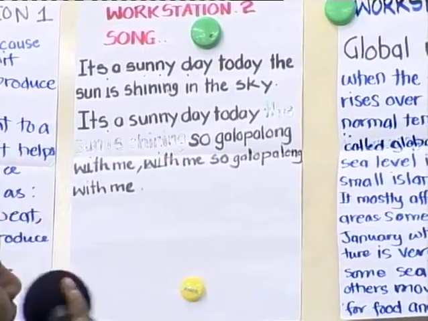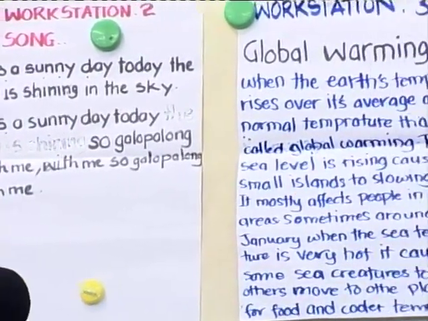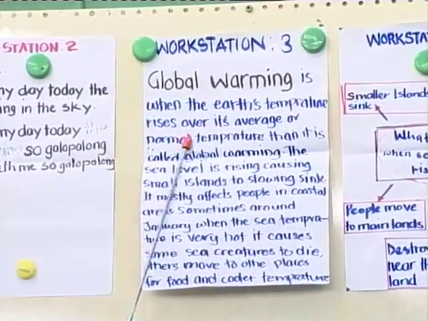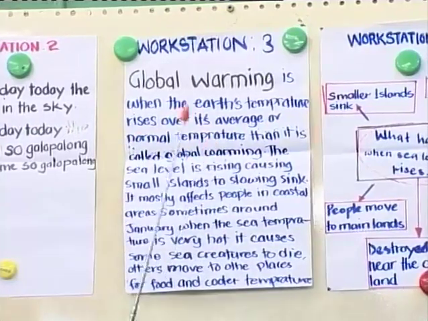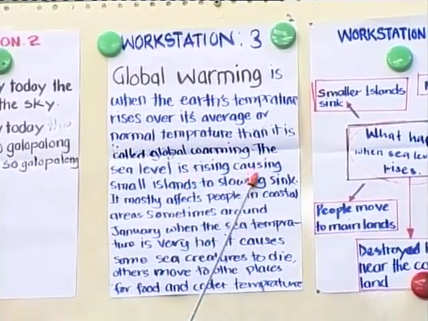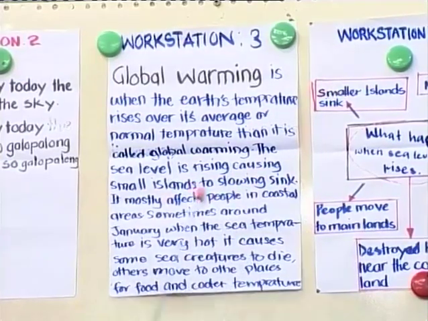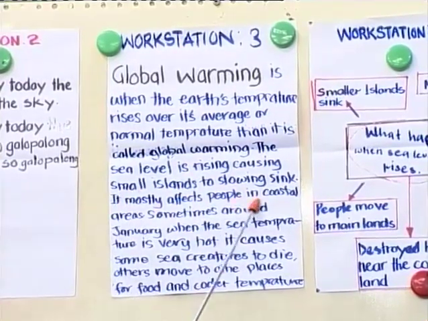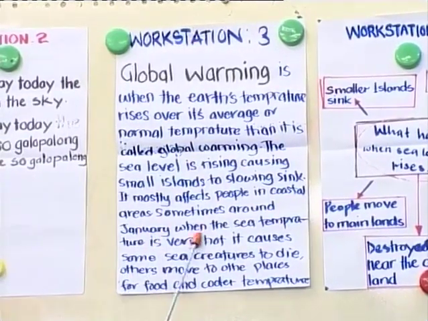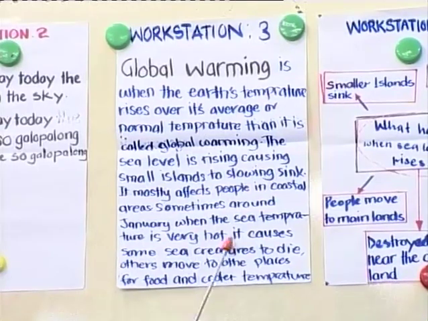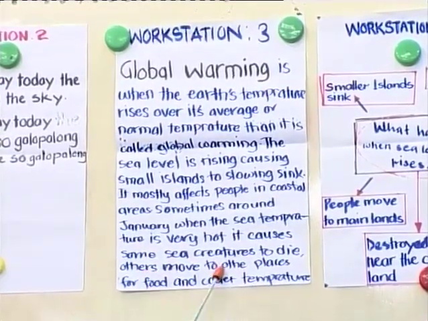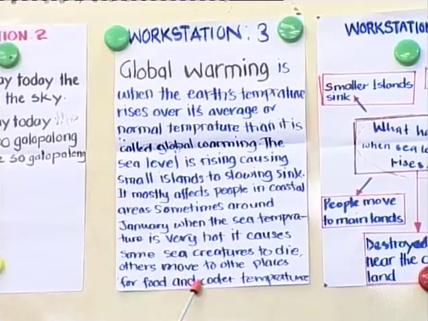That's nice. Workstation 3. Global warming is when the Earth's temperature rises over its average or normal temperature. Then it is called global warming. The sea level is rising, causing small islands to slowly sink. It mostly affects people in coastal areas. Sometimes around January, when the sea temperature is very hot, it causes some sea creatures to die. Others move to other places for food and cooler temperature.